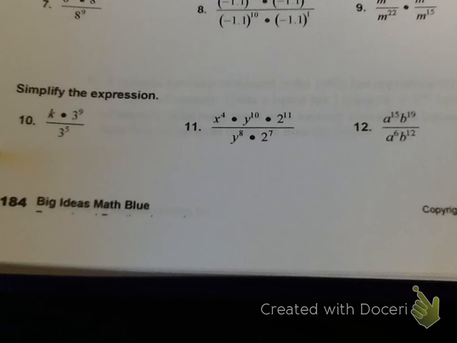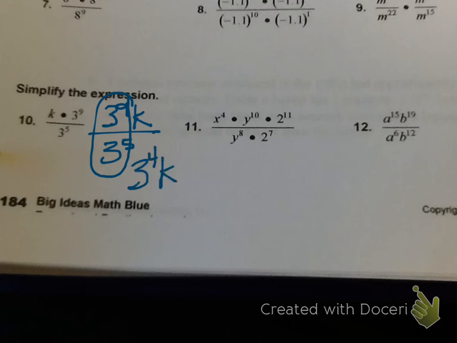So 3 to the 9th times k is just 3 to the 9th k divided by 3 to the 5th. Now I can simplify this, so I end up with 3 to the 9th over 3 to the 5th is 3 to the 4th, and it's still multiplied by k, so that's my final answer.